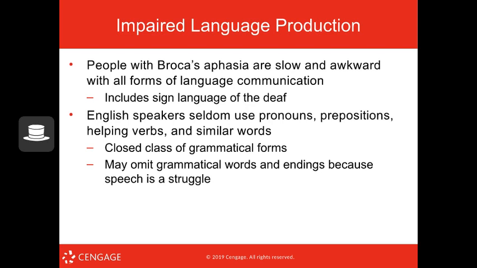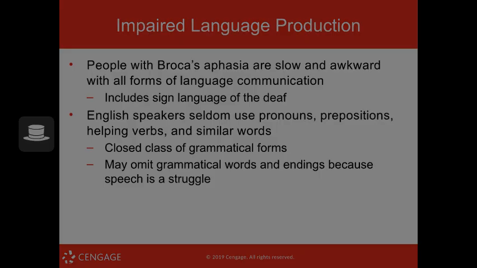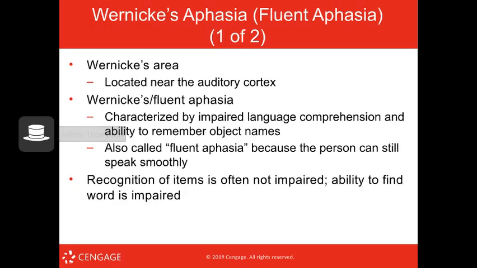So you're really seeing limited language skills. Wernicke's area is located near the auditory cortex. It's also often called fluent aphasia because they can still speak smoothly, but there is impaired language comprehension and impaired ability to remember object names.